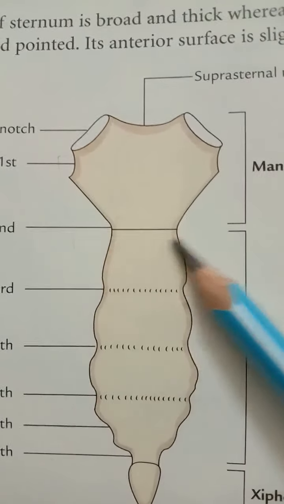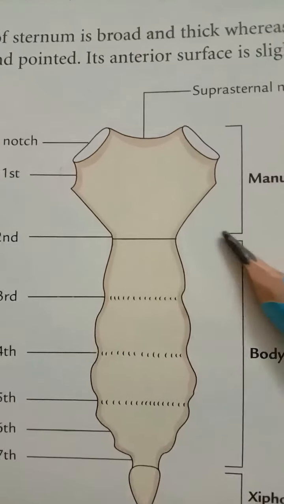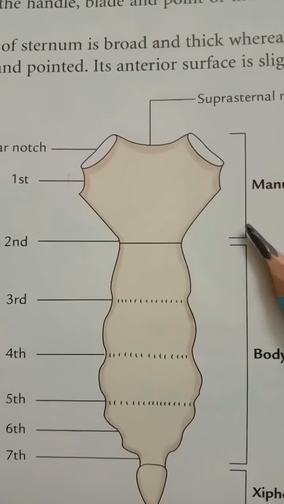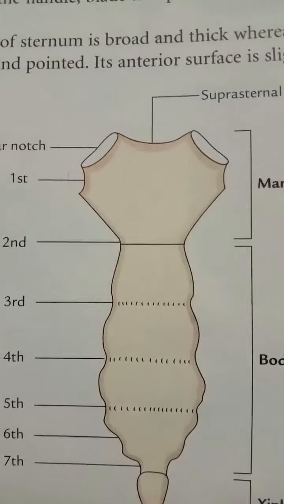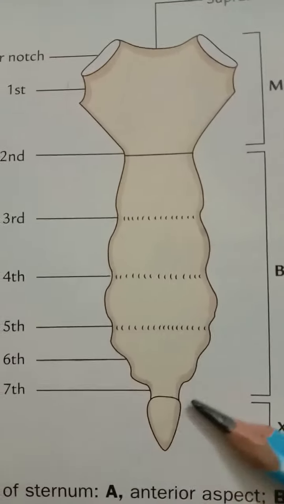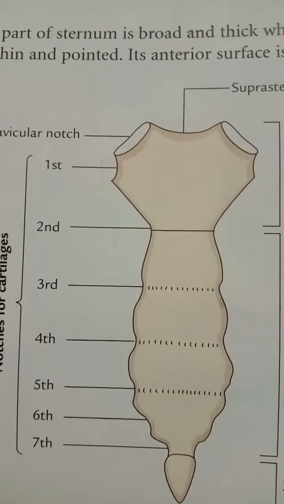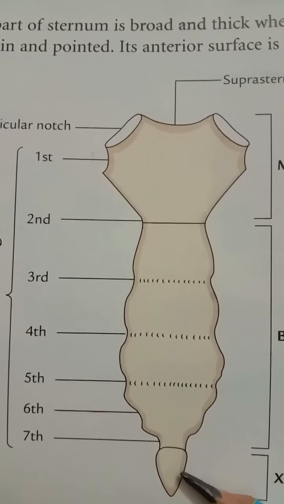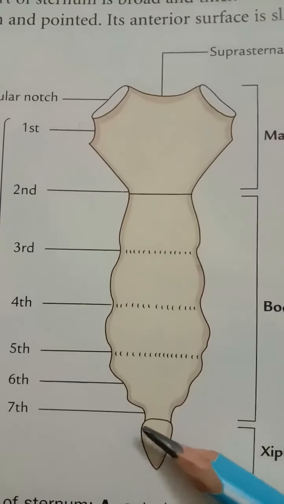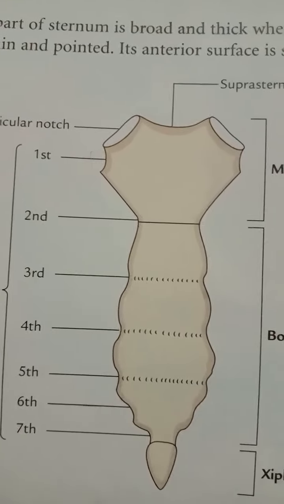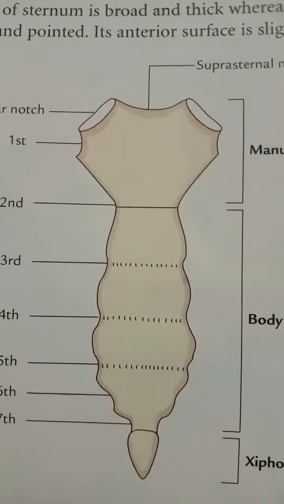The manubriosternal joint is a secondary cartilaginous joint and it persists throughout life. The center for the xiphoid process appears during the 3rd year or it may be later, and it fuses with the body about the 40th year. So that is the ossification.